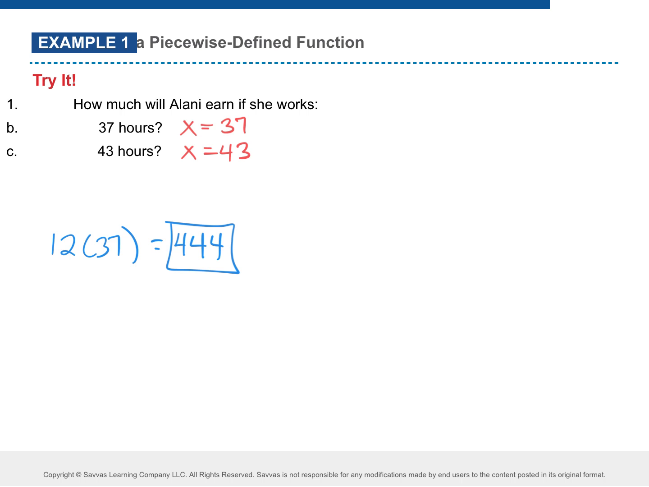Follow the same steps. So let's look back. Someone tell me what I need to write. 18 parentheses, 43 parentheses minus 240 equals 534. You should get 534.